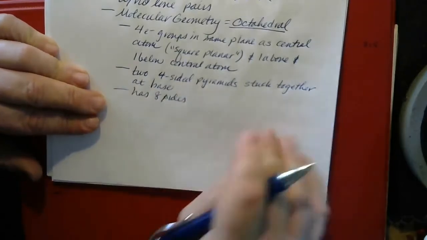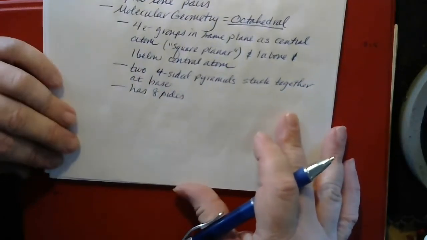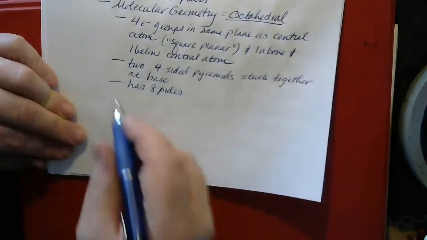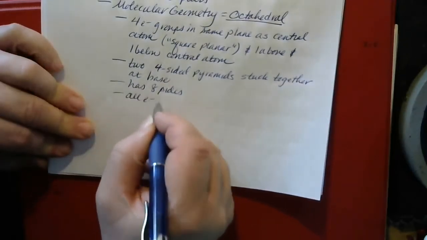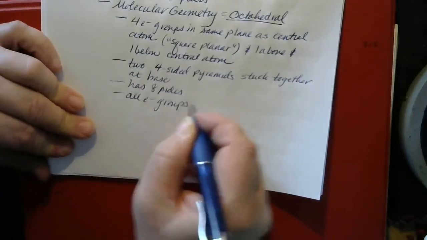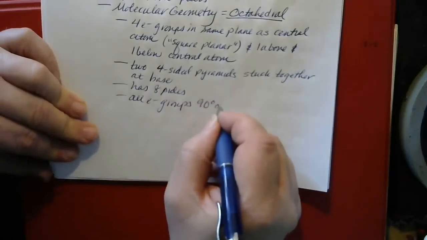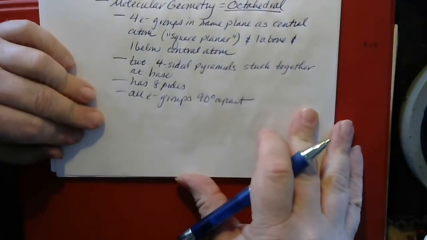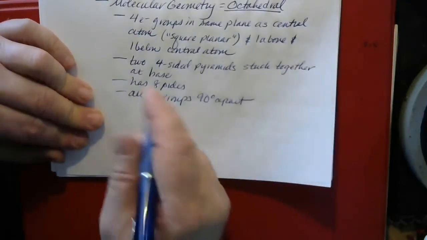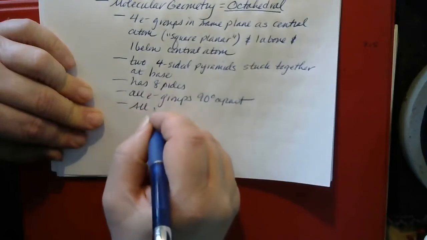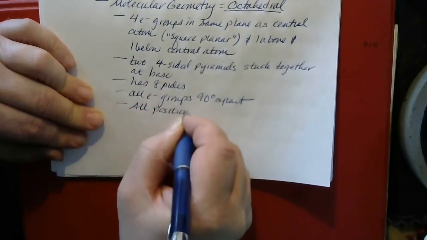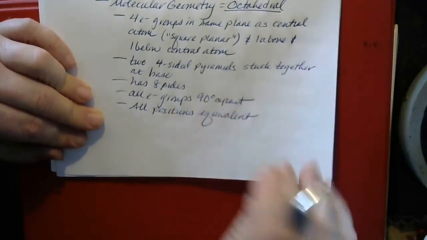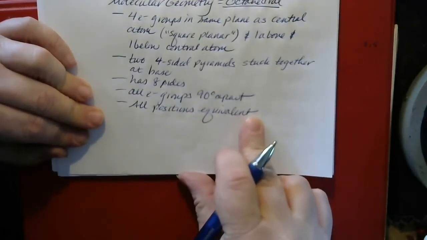So 8 sides: the 4 exposed sides of the upper pyramid and the 4 exposed sides of the lower pyramid. That makes 8 altogether. All of the electron groups in this kind of structure are 90 degrees apart from each other, and all positions are equivalent to each other.